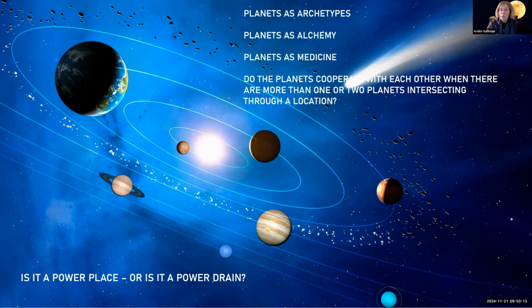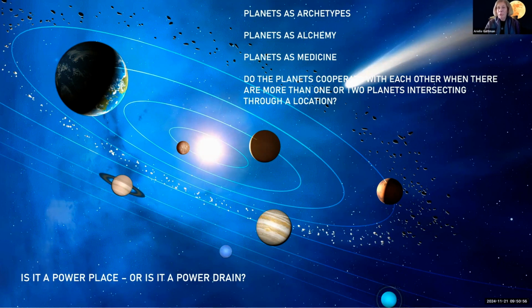Now, planets are archetypes. They're alchemy. They're medicine. Are they cooperating with each other? Are there more than one or two planets intersecting through a location? If there are three or four, you saw that first map I showed, there were a bunch of things going on, crisscrossing over a very small area of land. So are they competing with each other? Are they giving you more power? Or are they actually draining your power because you're trying to respond to all of them? So that's another thing you want to take into consideration.